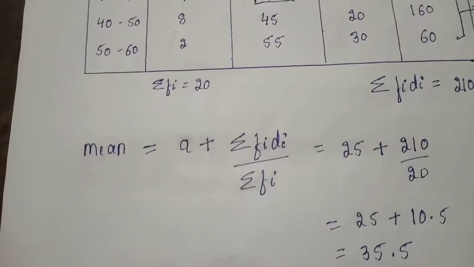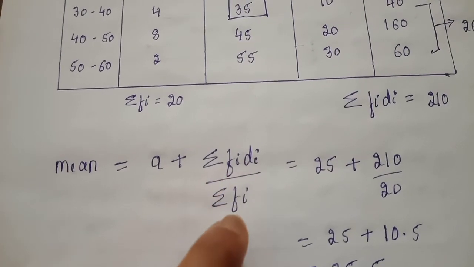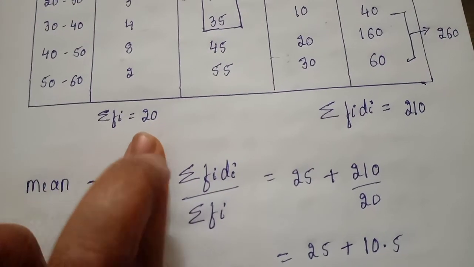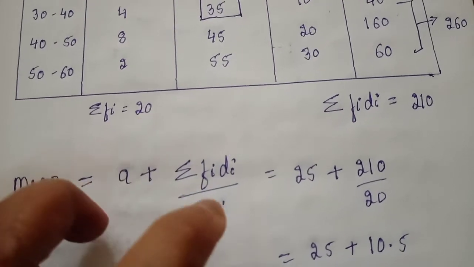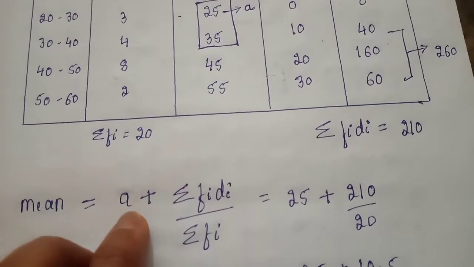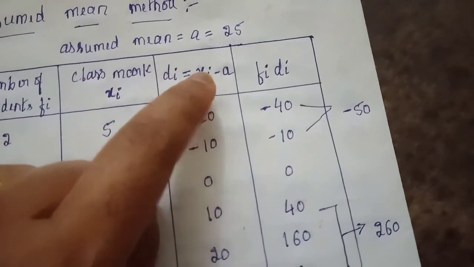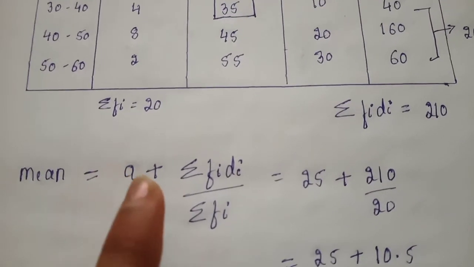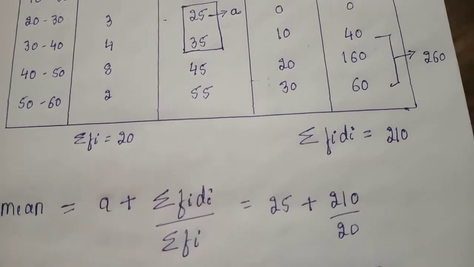Now let us find the mean by using the formula of the assumed mean method. So what is the formula? Mean equals a plus summation of fi di divided by summation of fi. When you go back to the direct method, what was the formula? Summation of fi xi divided by summation of fi. So instead of xi you have di, and you are adding a. To remember the formula, I will explain one point. Here we subtracted a from xi, but in the formula we are adding a. So mean equals a plus summation of fi di divided by summation of fi.